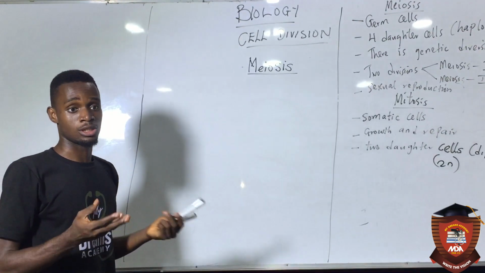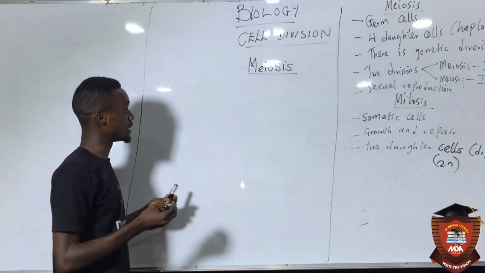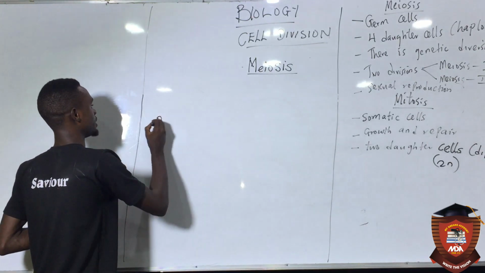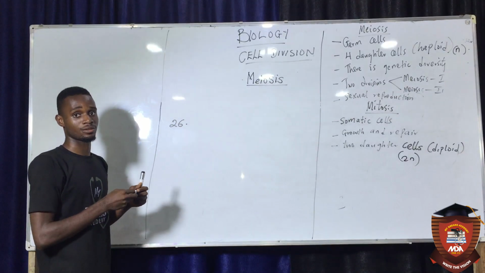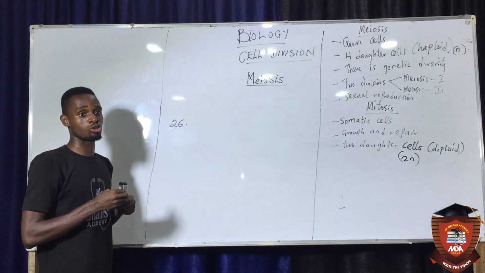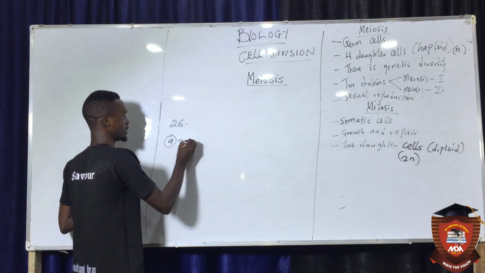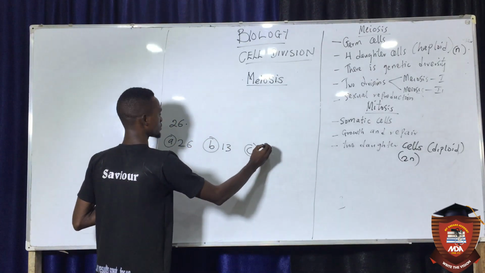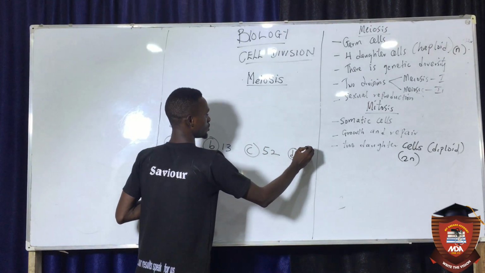I saw this one in a JAMB past question. I can't remember the year all the same, but this is what the question says. A species of plants has 26 chromosomes. What will be the number of chromosomes in a cell that is about to start mitosis? The options are A, 26, B, 13, C, 52, and D, all of the above.